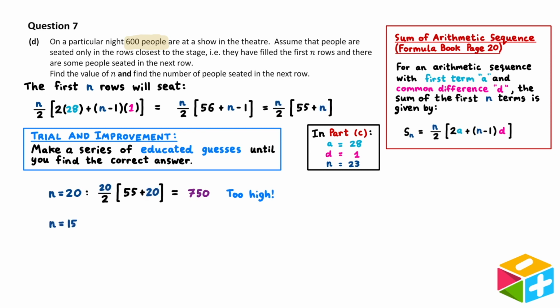Here, I'll try n equal to 15. Subbing this into our formula gives us 15 over 2 times 55 plus 15.